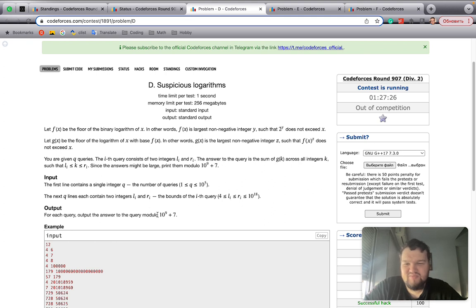They asked me to print modulo 10 to the 9th plus 7, but I'm pretty sure that if the answer would not fit in long, then it should fit in unsigned long.